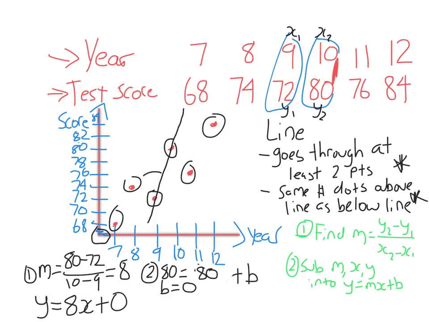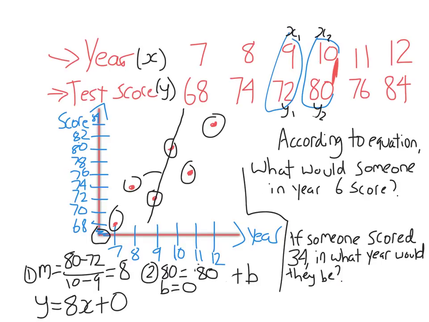So note, none of the other points were on this line, okay? So the line of best fit doesn't need to go through all of the points. We just needed it to go through 2 so we could find its equation, okay? So we can use that equation to predict values, and I'll show you that now by rubbing out the right-hand side.